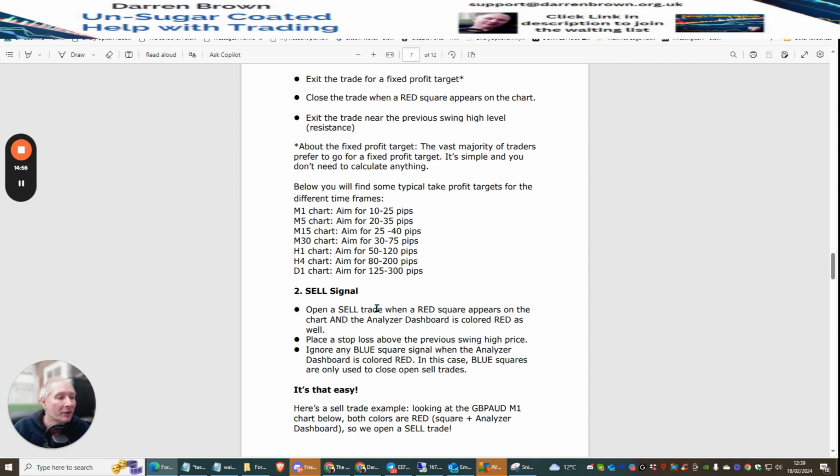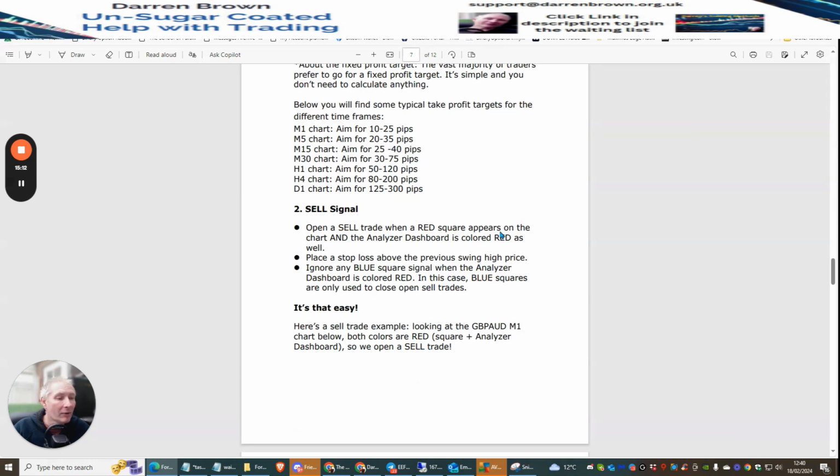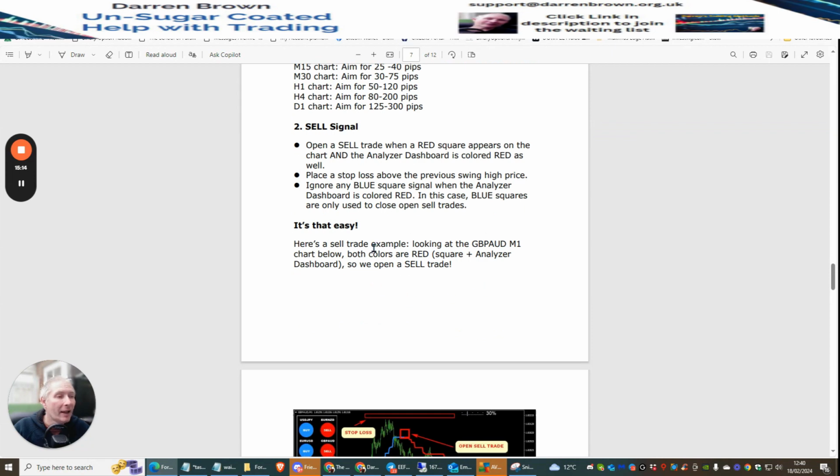Sell signal: open a sell trade when the red square appears on the chart and the analyzer dashboard is colored red as well. Place a stop loss above the previous swing high price. Ignore any blue square signals when the analyzer dashboard is colored red. In this case, blue squares are only used to close open sell trades. It's that easy again.